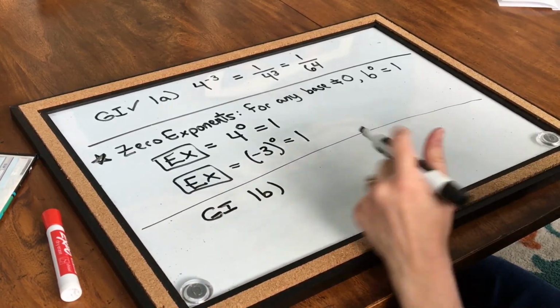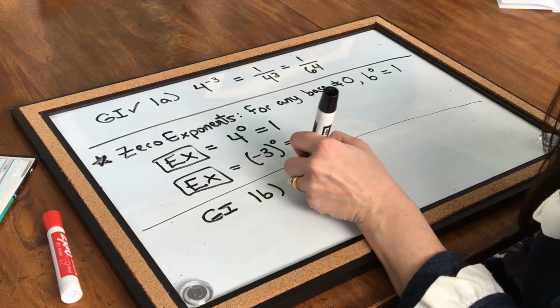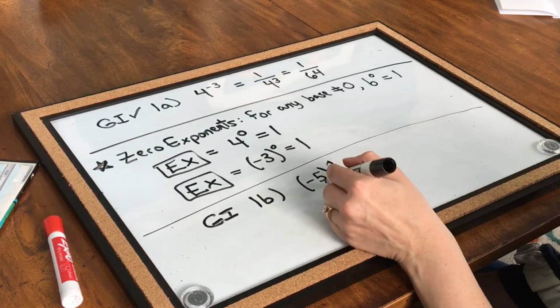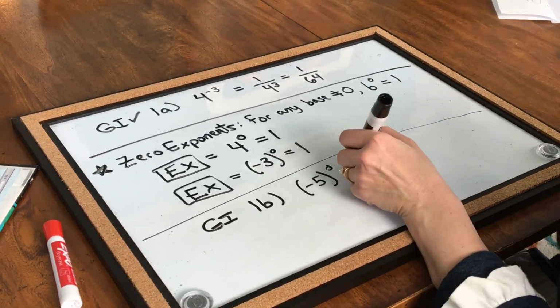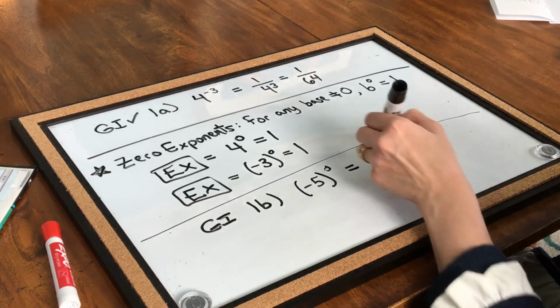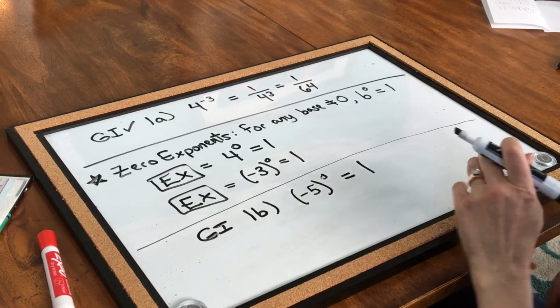Okay, let's try our got it check 1B. So our problem for got it check 1B was negative 5 raised to the 0 power. Good news, our base is not 0. So it means that anything raised to the 0 power is 1. So 1 should be our final answer.